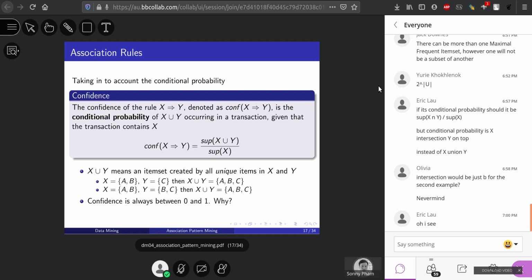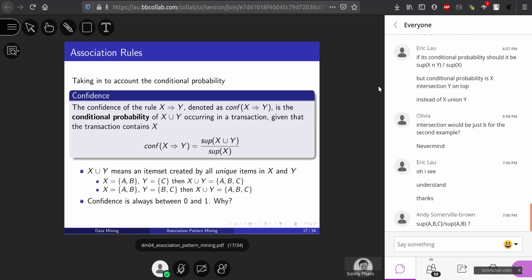But anyway, it's a good question. Okay. So Andy, your question is about the sub IBC, sub IB, something like this. The numerator should be the set of item sets of everything, right? So everything that you can identify from X and Y, all the unique items: A, B, and C in the second case, and also A, B, and C in the first case.